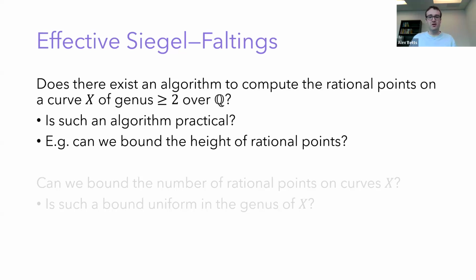One thing one might mean by effective Mordell is an algorithmic version of the Mordell conjecture. So if I give you equations for a curve of genus at least 2, say over the rational numbers, is there an algorithm which provably outputs the set of rational points? And there are various different flavors one could think about this problem for.